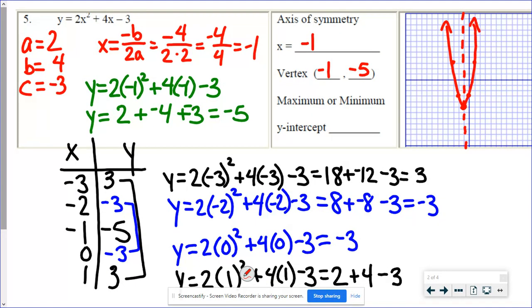So this one's a skinnier parabola because of the 2 that's in front of the x squared. The vertex is the very bottom. It's the lowest point that that parabola is going to get to, which means it's the minimum. And the y-intercept, you can see it from the graph, but I'd also say that you can see it over here. We need to know when the x is 0, what's the y?